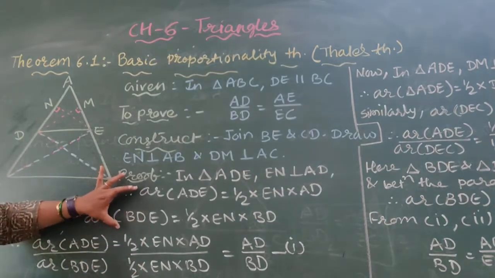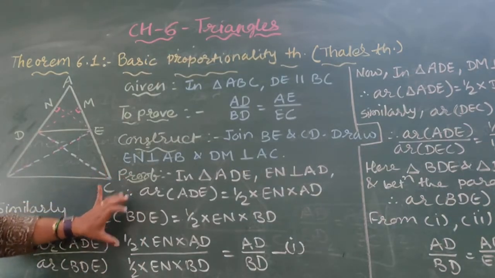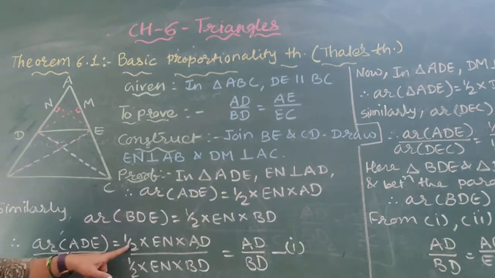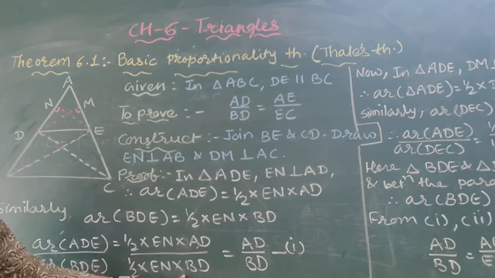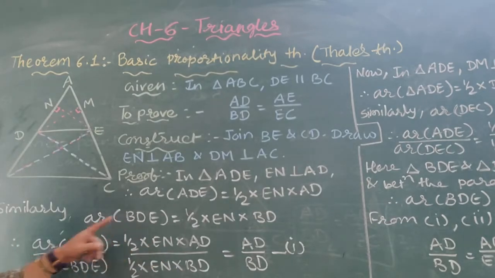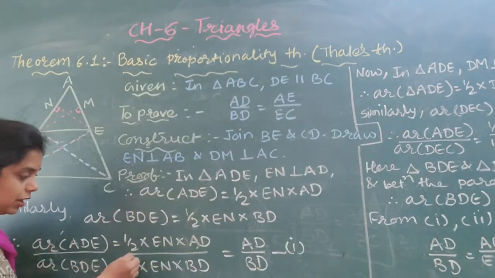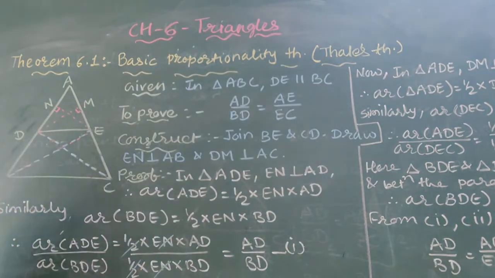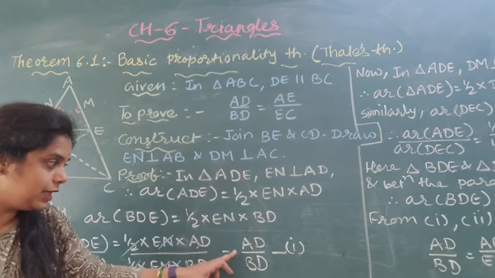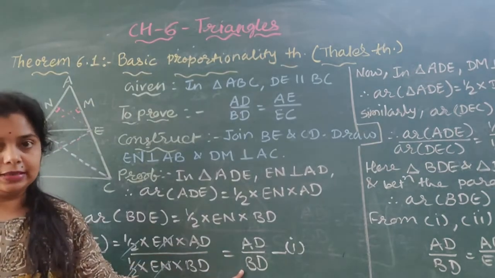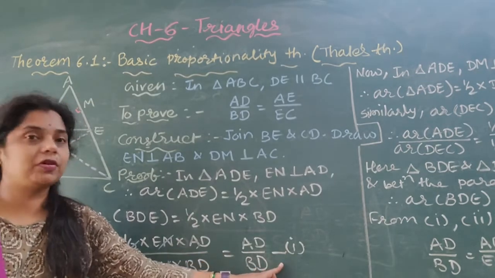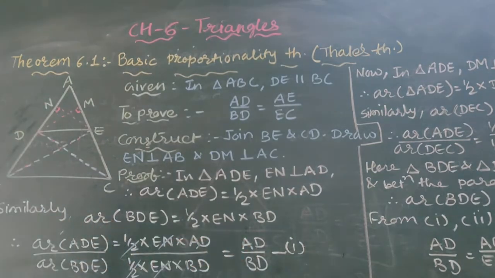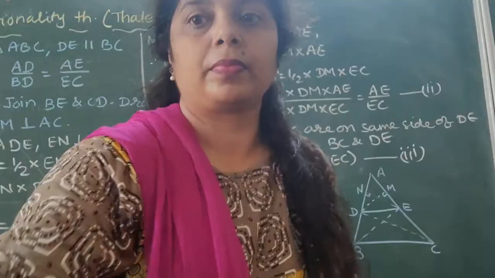And if we take the ratio of these two triangles, what will we get? Half into EN into AD is for area ADE, half into EN into BD is for area BDE. Now if you see, the half cancels out, EN cancels out. So finally we got AD by BD. Is it clear? This is the first equation we get. Now let's see the second equation and how to do the comparison.